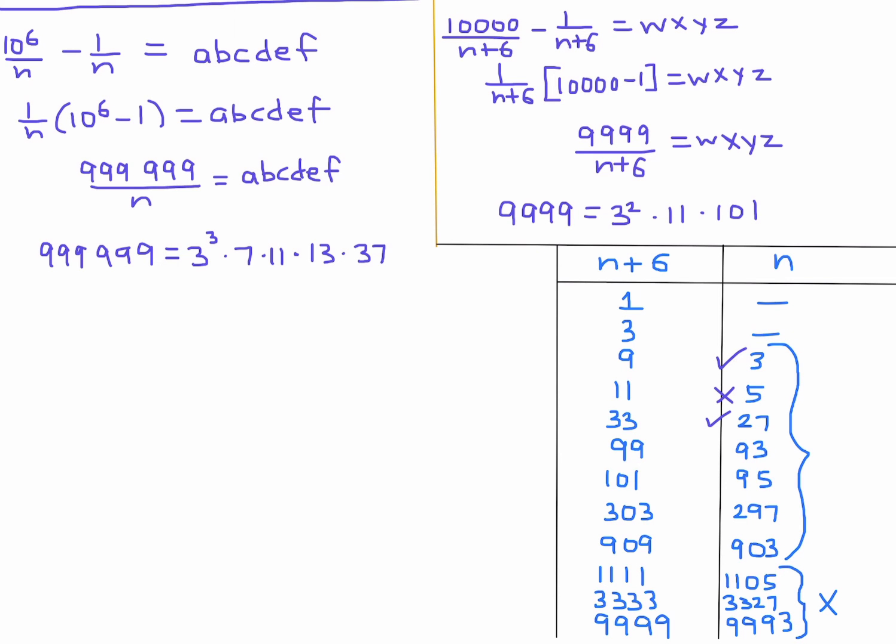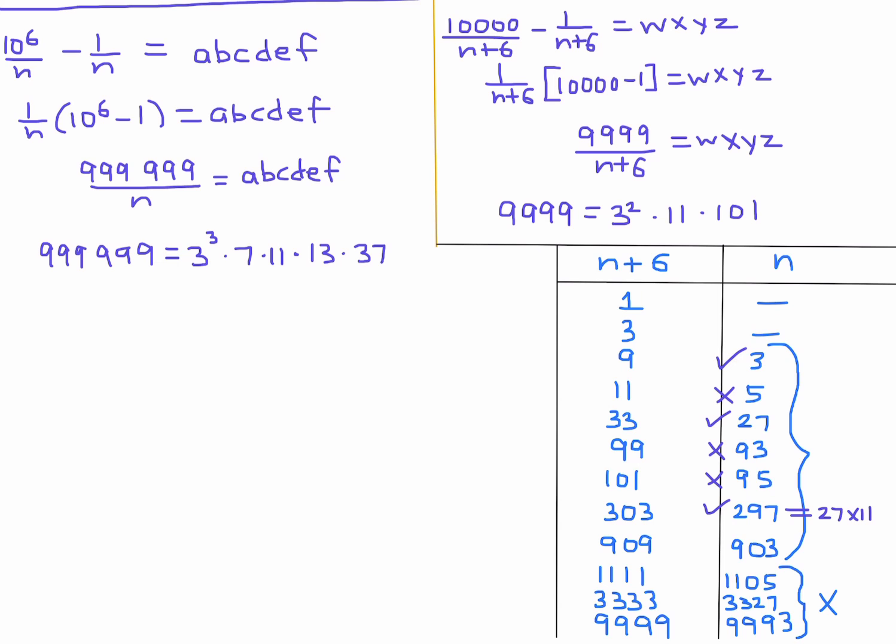93, no, because I think that's 3 times 31, and there's no 31 in here, so that's no good. 95 is a factor of 5, and there's no 5, so that's not going to work. 297, what is 297? It's 27 times 11, so that will be possible, because here's 27 and here's 11, so you can definitely get that.